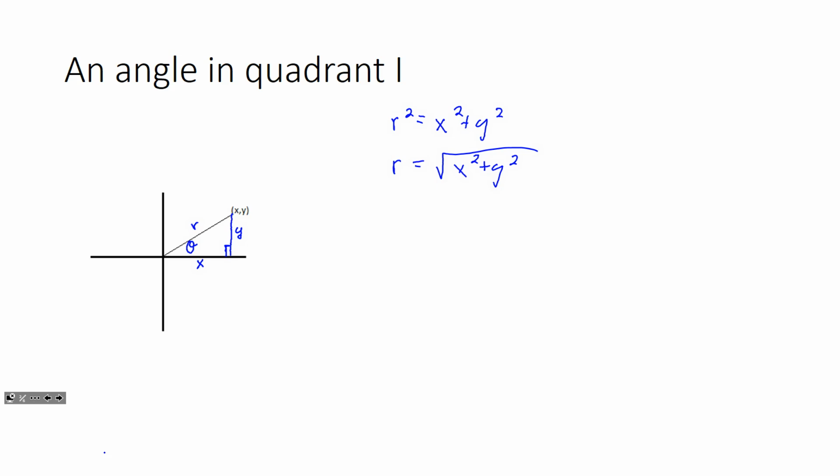Now, looking back at our triangle and what we know from trigonometry using SOHCAHTOA, we would have the sine of theta would equal the opposite y over the hypotenuse, so it would equal y over r. The cosine of theta would equal the adjacent, which is x over r, and the tangent of theta would equal the opposite y over the adjacent x.